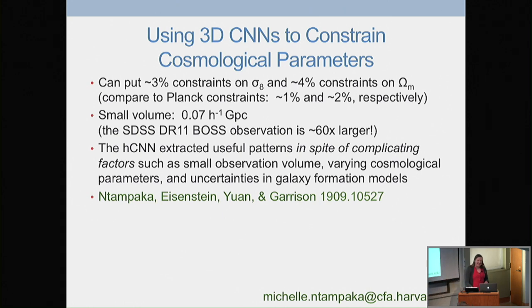So what I've shown today is this hybrid CNN can be used to put constraints on sigma 8 and omega matter. Even with a small volume, it finds patterns that do really well in spite of all the complicating factors that I was able to throw at it. Thank you.